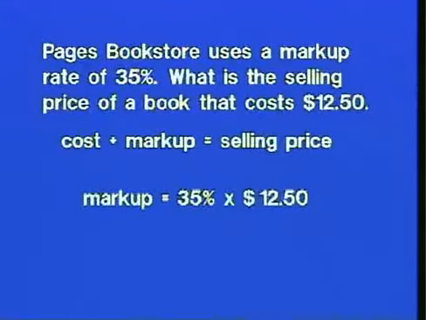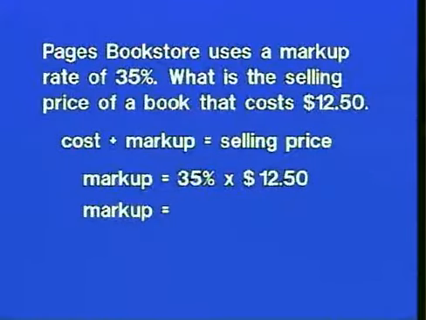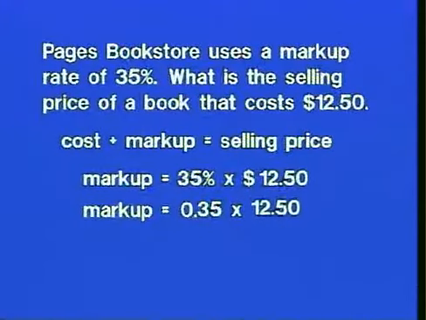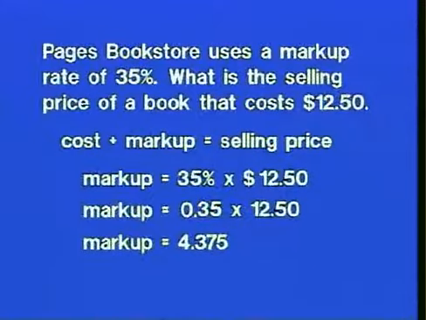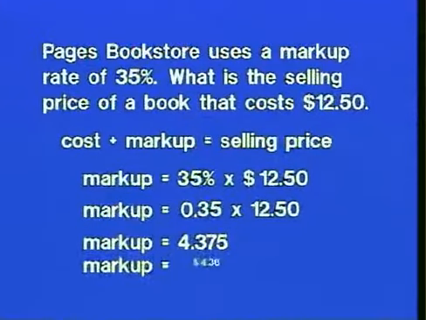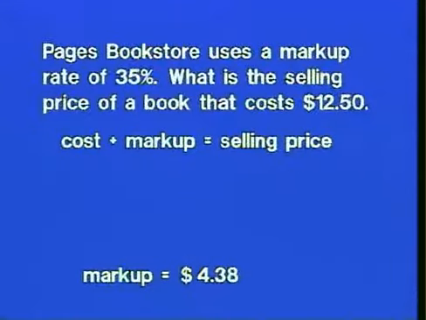Well, now it's pretty easy for us to calculate the markup for our problem at hand. The markup is 35% or 35 hundredths times $12.50. And when we multiply, we find the markup to be $4.375. Well, we're thinking about dollars and cents here, so we might round this to the nearest penny, which means that the markup is $4.38. Now we're ready to fill into our basic understanding of cost, markup, and selling price.